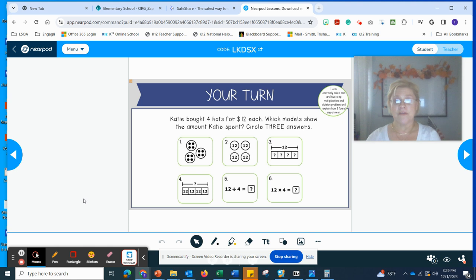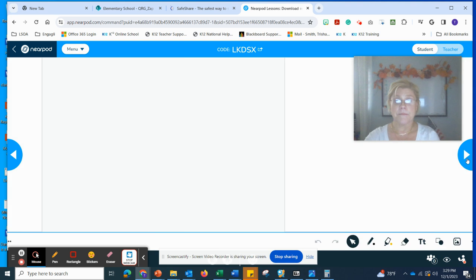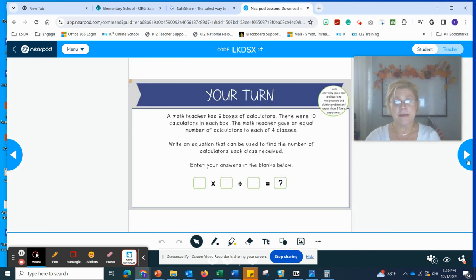So here is your next. These you're going to do on your own. You're going to solve these problems. So Kate bought 4 hats for $12 each. Which models show the amount that Kate spent? Circle 3 answers. It's the same thought process as at the beginning.